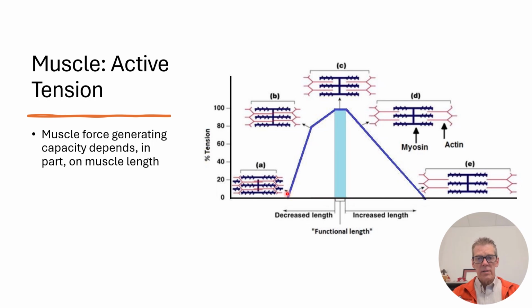So if you just take one sarcomere and were to determine what is the length that gives us the highest amount of tension, and how does lengthening or shortening that sarcomere impact the ability to generate tension, this is the slide that shows that. So functional length is where all the myosin heads are able to interact with the actin.